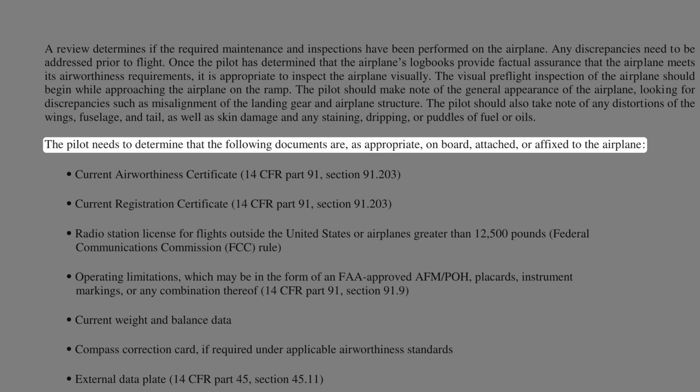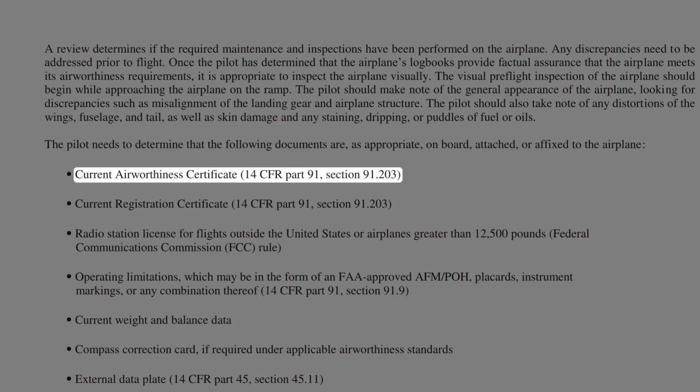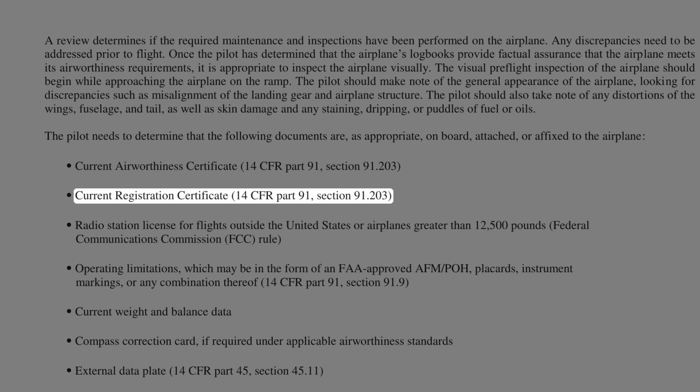The pilot needs to determine that the following documents are, as appropriate, on board, attached, or affixed to the airplane. Current Airworthiness Certificate, 14 CFR Part 91, Section 91.203. Current Registration Certificate, 14 CFR Part 91, Section 91.203.